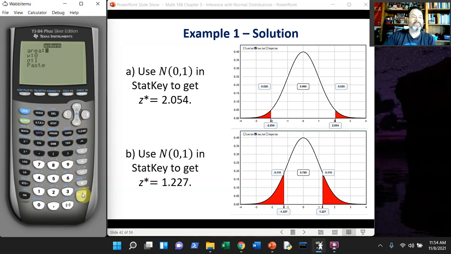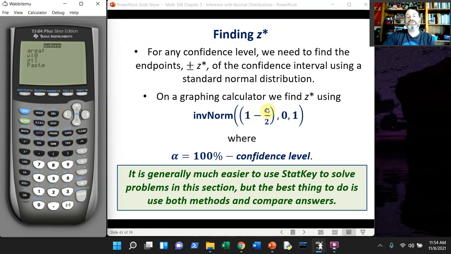There we go. Okay. So let's use the formula. Notice it says 1 minus alpha over 2, where alpha is 100% minus the confidence level. So if we're doing a 96% confidence interval, then alpha is 4%, right? Because 100% minus 96% is 4%. So here, just type in 1 minus 0.04 divided by 2. That's the way I would recommend doing it.